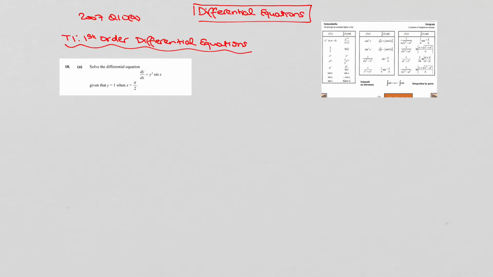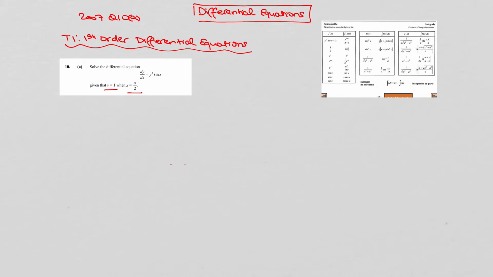Differential equations, 2007, question 10a. Says type 1, first order differential equations. We're asked here to solve the equation dy/dx is equal to y squared sine x, and we're given y is equal to 1 when x is equal to pi over 2.